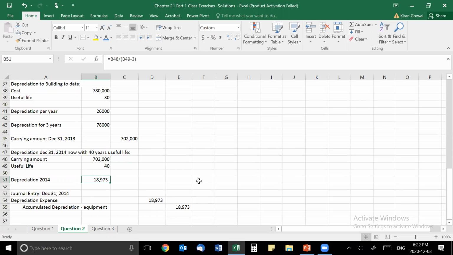Estimate change, you don't have to go back and change anything. Just going forward, you make that change. All right, so let's go on to question number 3.